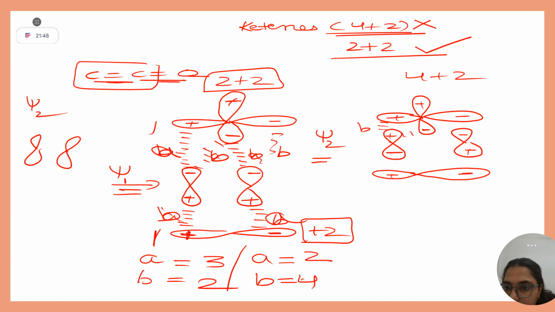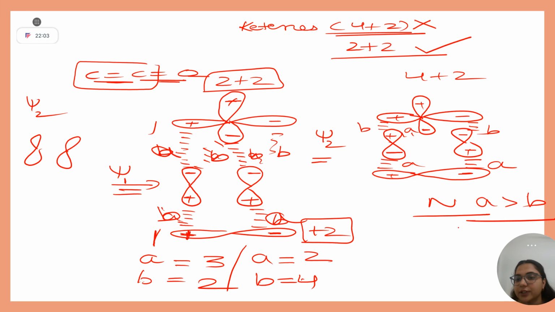Bonding, anti-bonding, bonding, anti-bonding, anti-bonding. Here, students, the number of anti-bonding interactions is more than your bonding interactions, right? That's why 2+2 cycloaddition is more facile.